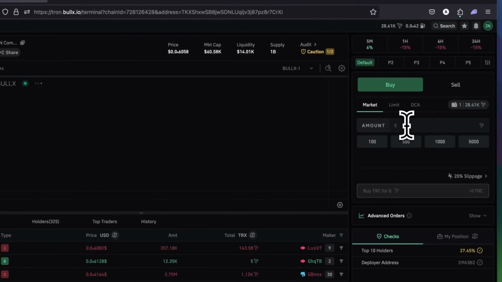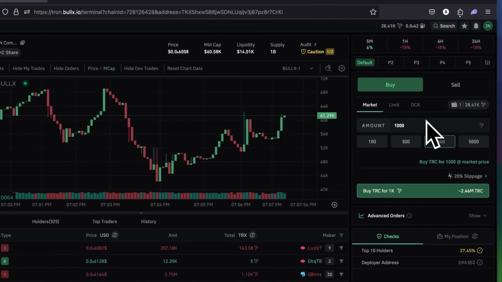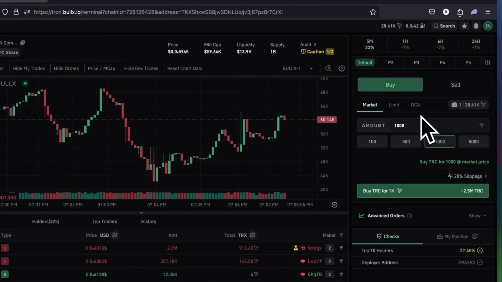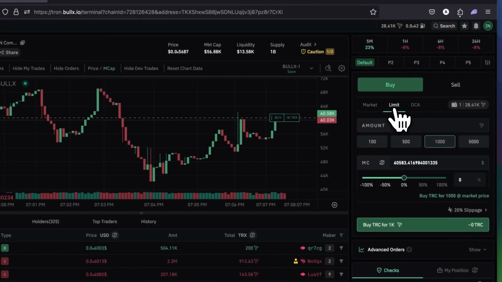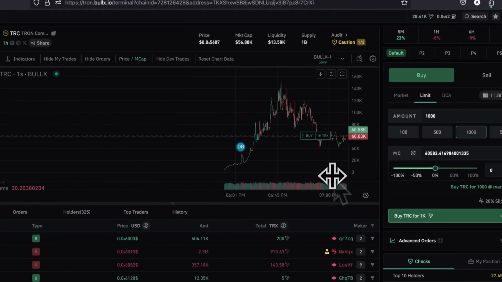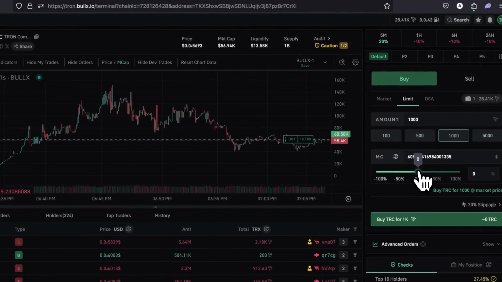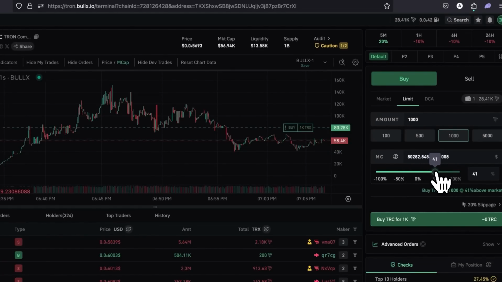And let's say you want to buy some sort of a coin. You literally open it up, and let's say you want to buy 1,000. Let's say you want to buy 5,000, whatever. I'm going to buy 1,000 as an example. You can market buy it, or you can limit buy it. Now, limit buy means that you're going to buy if it hits a certain price. So for me, it would make sense to buy the dip, right?